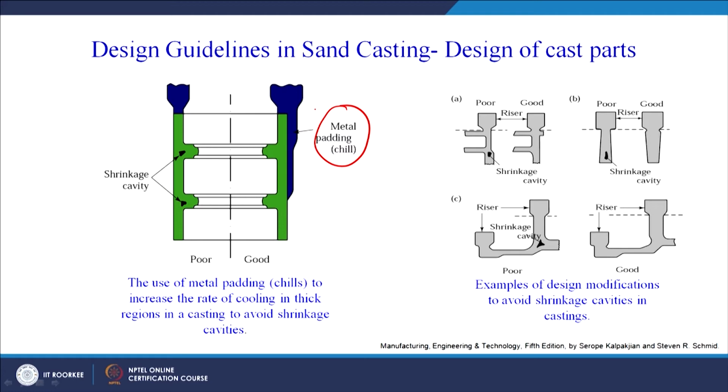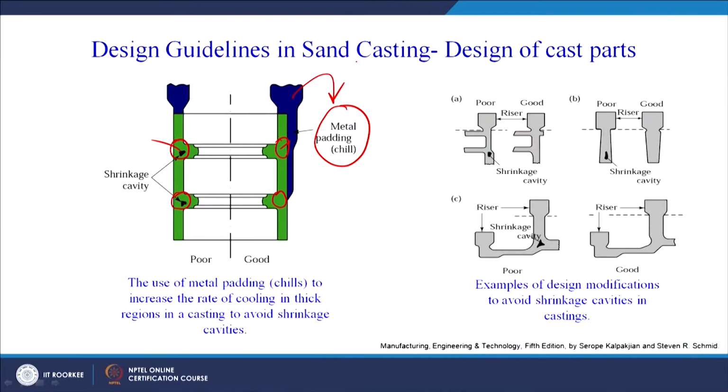Design guidelines in sand casting for the cast parts. Here we can see, if you make a circle, there are chances of formation of shrinkage cavity. Similar is the case here also. So, the location can be easily identified. Now, how can it be avoided? We can accelerate the rate of cooling. Why is the shrinkage cavity or the hot spot forming? Because of the slower rate of cooling. So, we can accelerate that rate of cooling with the help of this metal padding or the chill.